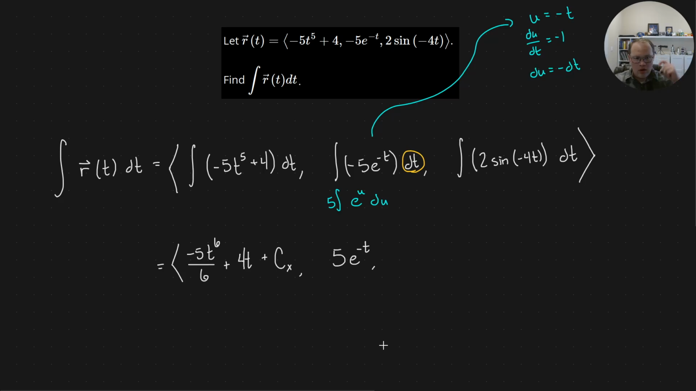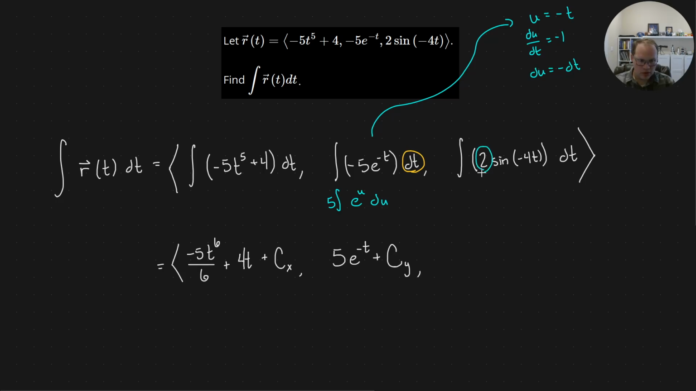One more. Oh, I forgot something though, right? It's an indefinite integral. I need a constant. This constant doesn't have to be the same as that constant. They could be two completely different constants because they're part of two different integrals at the component level, right? And then let's do this one.